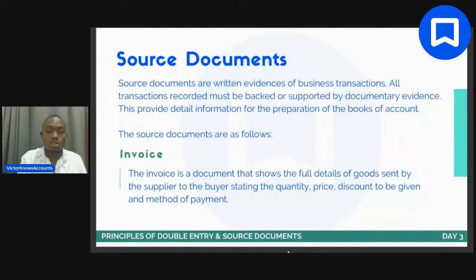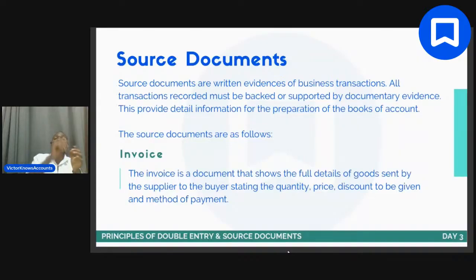So it is the supplier, don't forget, that issues an invoice to the buyer, which means the seller issues the invoice to the buyer. Do we understand that? The seller issues the invoice to the buyer. Now that invoice shows the full details of the goods that were sent. And those details are what? The quantity of the goods.